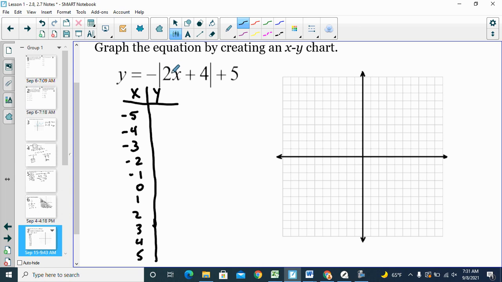I've got 2 times negative 5 is negative 10, plus 4 is negative 6. Absolute value is positive 6. So I have negative 6 plus 5. Plugging in negative 4: times 2 is negative 8, plus 4 is negative 4. Absolute value is 4. Negative 4 plus 5 is 1. Go ahead, pause the video. I want you to plug in the rest of them. Once you think you have them, you can push play, and the rest of them will appear in there.